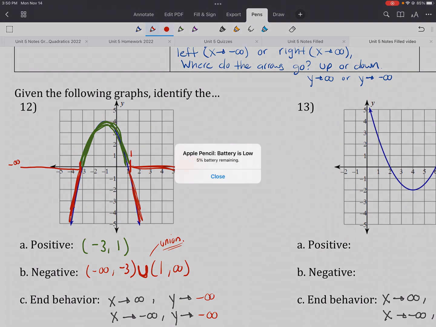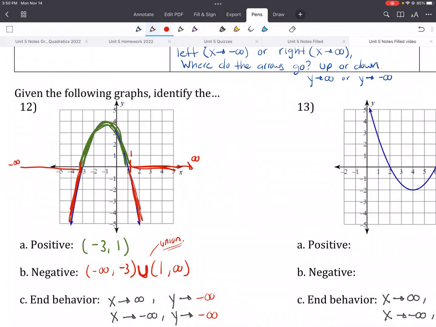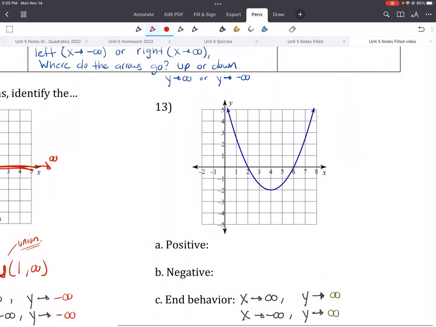Okay. Oops, looks like my pencil's almost dead. Okay, so let's try this one together. All right, or you can pause it if you'd like. Positive intervals would be this part. Negative y values would be between 2 and 6. So negative goes from 2 to 6, and then positive starts at negative infinity to 2, and we union that to 6 to infinity.